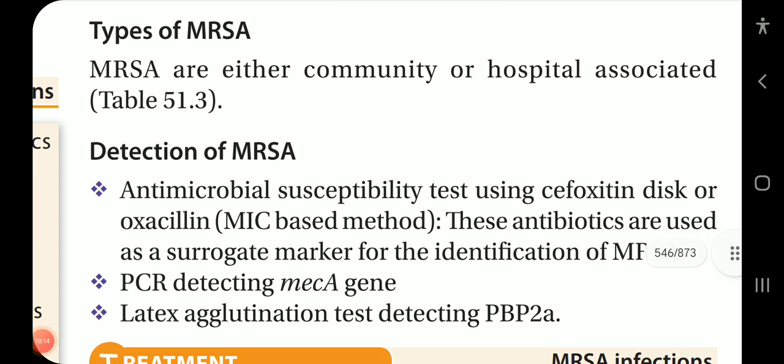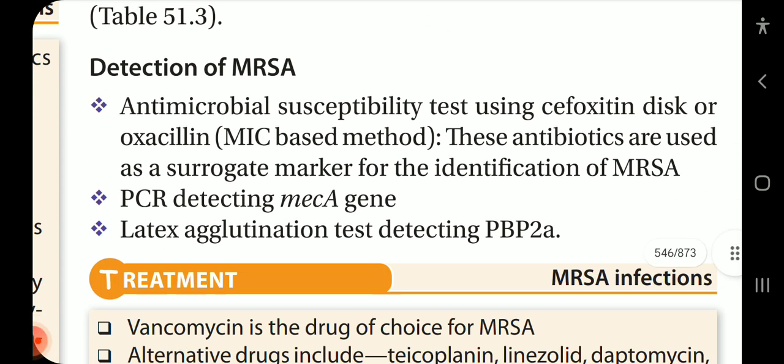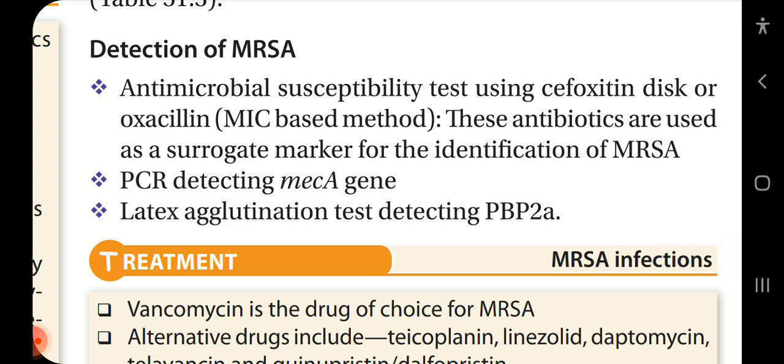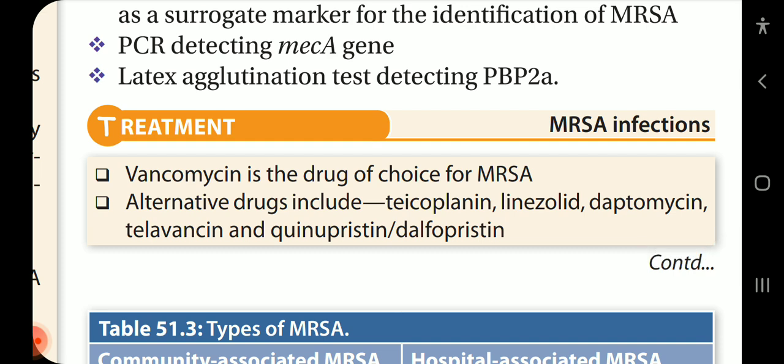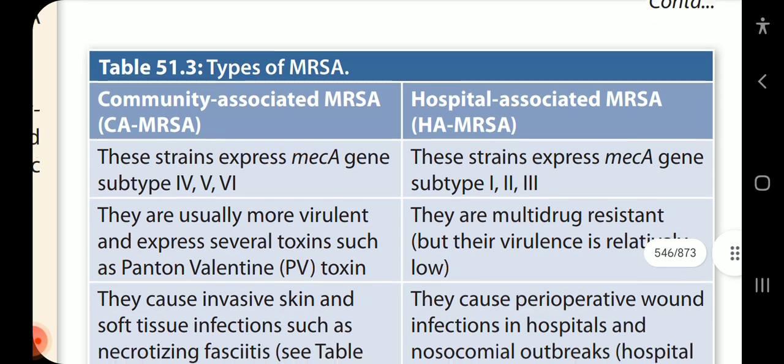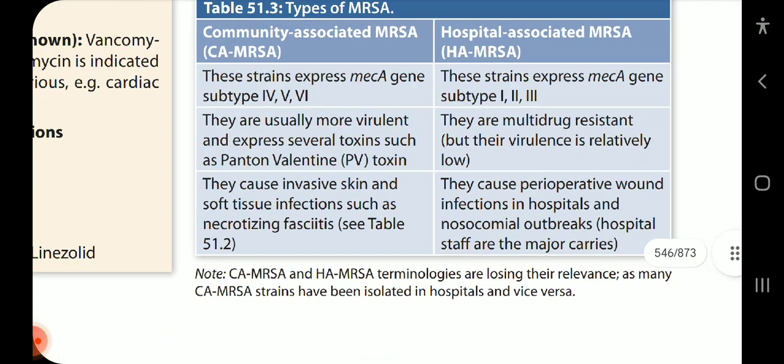Types of MRSA. MRSA are either community or hospital associated. Detection of MRSA: antimicrobial susceptibility test using cefoxitin or oxacillin MIC based method. These antibiotics are used as a surrogate marker for identification of MRSA. PCR detecting mecA gene. Latex agglutination test detecting PBP2A. Treatment: vancomycin is the drug of choice for MRSA. Alternative drugs include teicoplanin, linezolid, daptomycin, telavancin, and quinupristin/dalfopristin.